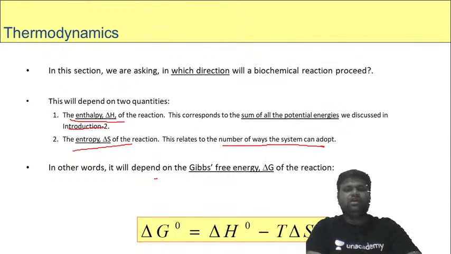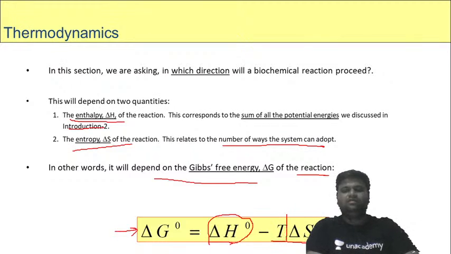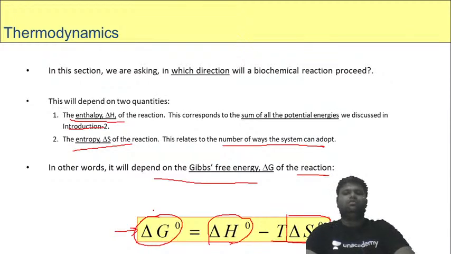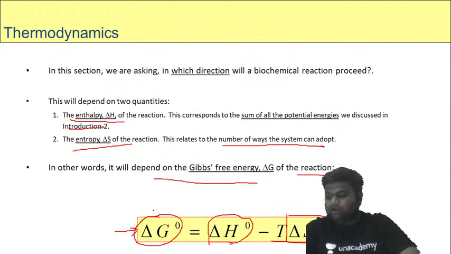In other words, it depends on the Gibbs free energy of the reaction. So this is our equation of Gibbs free energy calculation, where delta G naught is equal to delta H naught minus T delta S naught. Delta H naught is the enthalpy. This is the entropy, delta S naught. T is the temperature and delta G naught is the Gibbs free energy. So the Gibbs free energy of the reaction will determine whether the reaction will proceed forward or proceed backward.